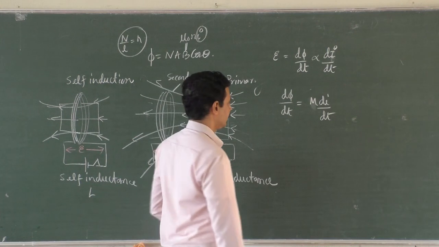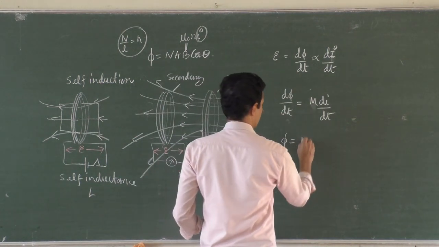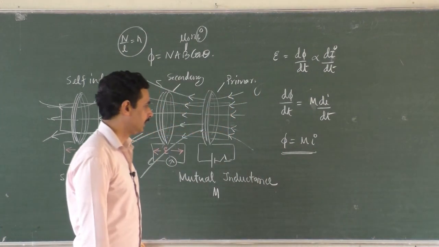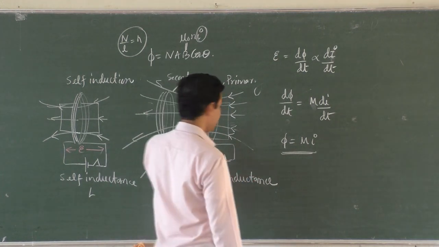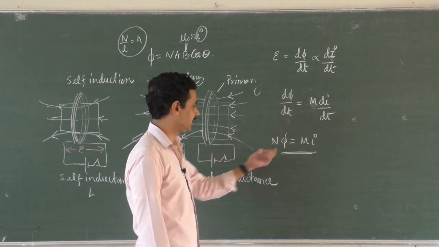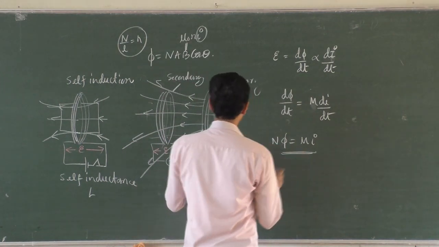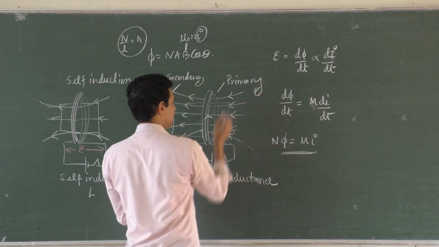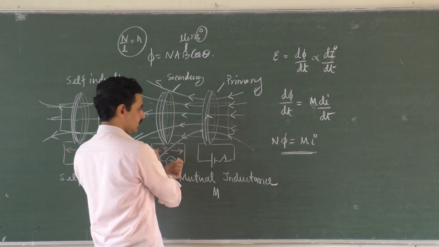And integrate this, what will you get? Phi is equal to, if you integrate this, phi is equal to Mi, isn't it? Phi is equal to Mi. Okay, so actually if there are N number of turns, you have to multiply it by N. N phi is equal to Mi. And actually, suppose you pass current through the primary coil. If you are passing current through this coil, that produces a change in the magnetic field and it is linked to the secondary coil.